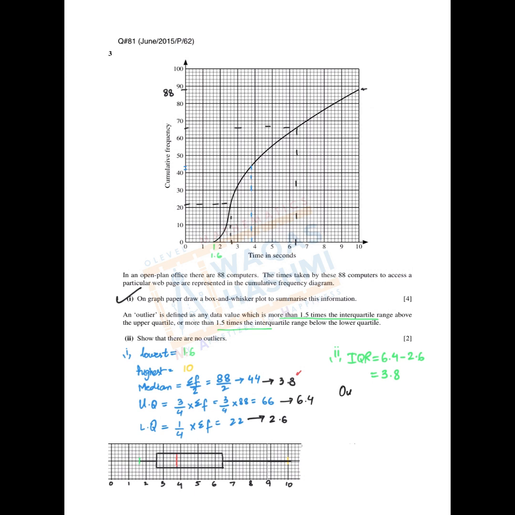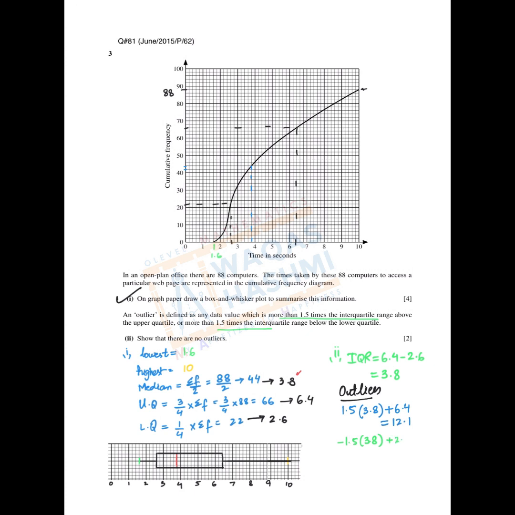So let me show my working for outliers here. Firstly, I will find out the value which is 1.5 times more. My upper quartile is 6.4. So I'm saying 1.5 times the interquartile range, and then more than my upper quartile, that is 6.4. If you solve it, you will get the value of 12.1. That is my first outlier on the above side, the positive side. And if you talk about the negative side, that means now it will be minus 1.5 times 3.8, and my lower quartile is 2.6.